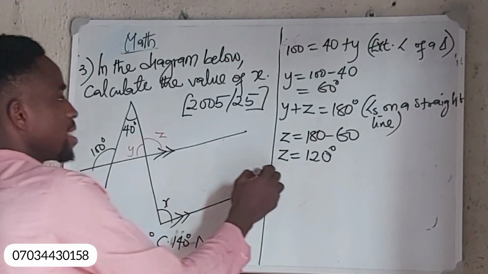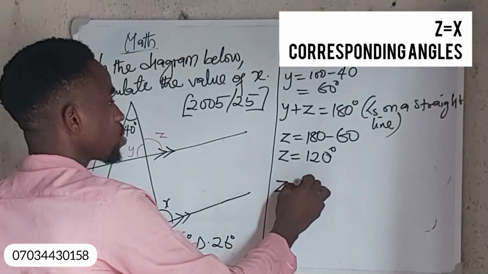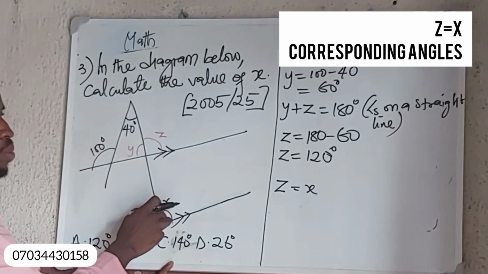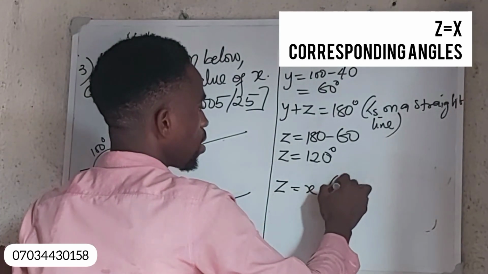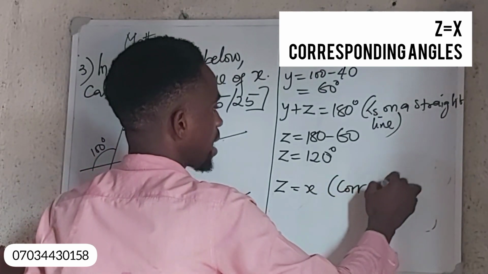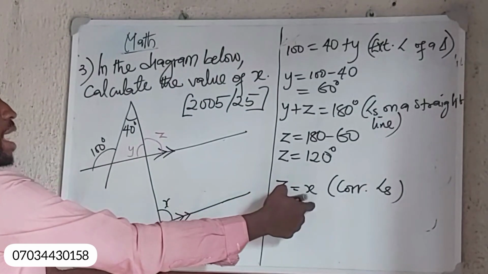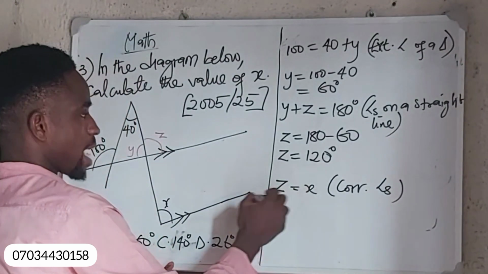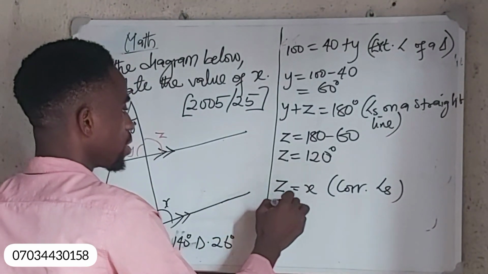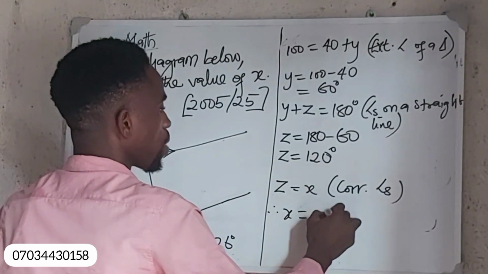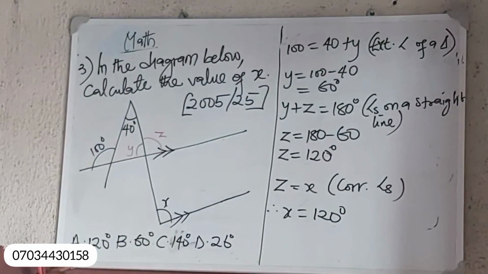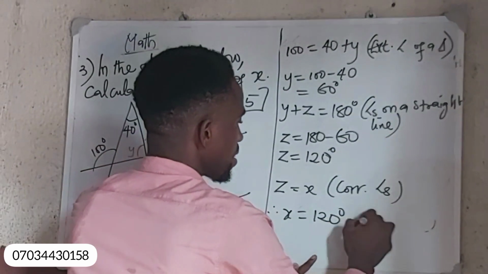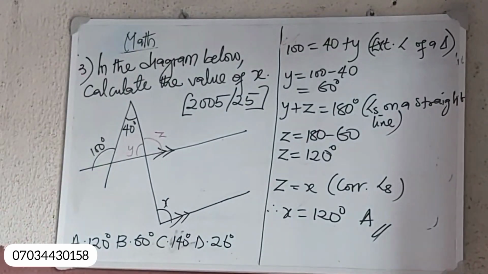And then we say that z is equal to x. Z and x are equal because they are corresponding angles. Angle z and angle x are corresponding. So with that, we say that therefore x is 120 degrees. So our answer to the question is option A. Right? That was very simple.